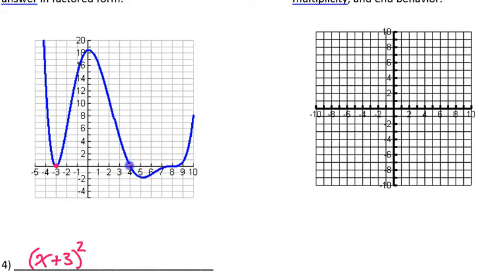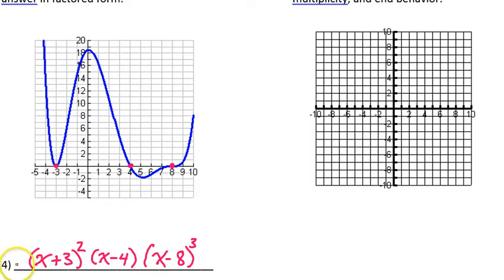Then I see another 0 right here at 4. That's going to correspond to a factor of x minus 4. And this one just goes straight on through, so I'm not going to put any exponent on that. And now I see another 0 at 8. So that's going to be x minus 8. And this is an inflection. See how it sort of flattens out and goes on through? So that one should be cubed.